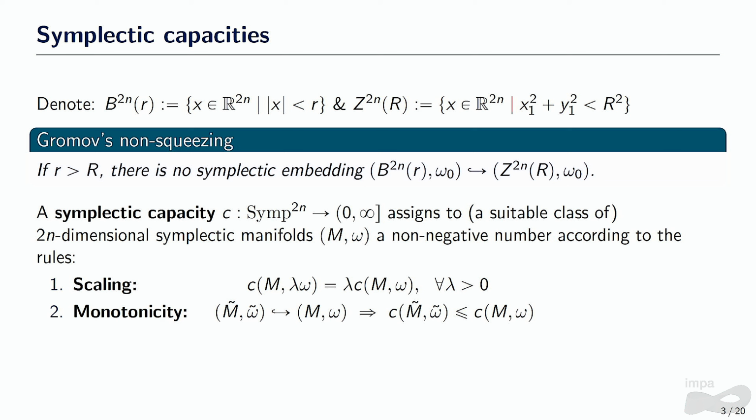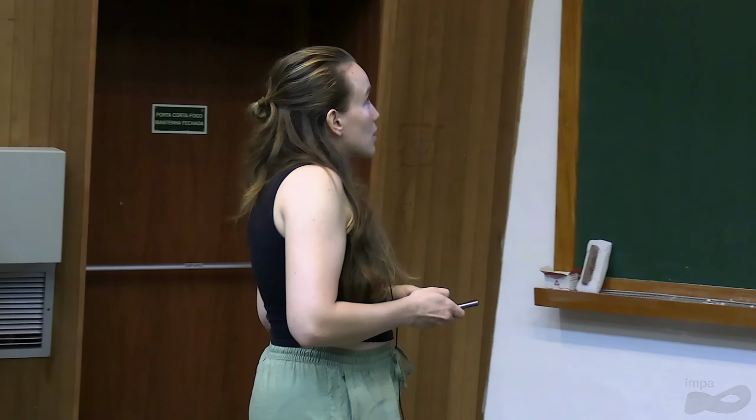And then last, this one is not always required, but for this talk I will always assume it, is normalization: the capacity of the ball is the same as the capacity of the cylinder. If we can find such a capacity, all these axioms together actually imply Gromov's non-squeezing theorem, which means existence of a capacity is already a very strong statement.